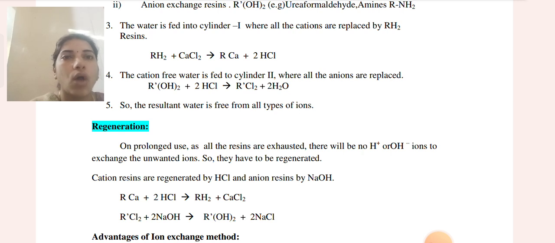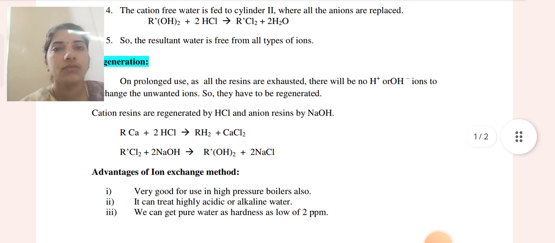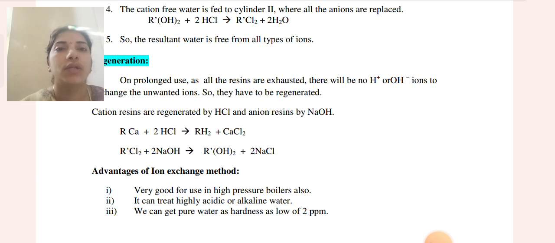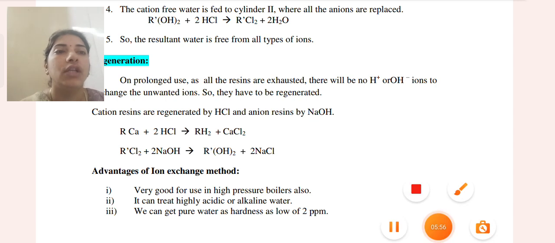Regeneration: on prolonged use, the resins are exhausted. There will be no H plus or OH minus ions left to exchange the unwanted ions, so they have to be regenerated. Cation resins are regenerated by HCl and anion resins by NaOH. So RCa plus 2HCl gives RH2 plus CaCl2, and RCl2 plus 2NaOH gives ROH2 plus 2NaCl.